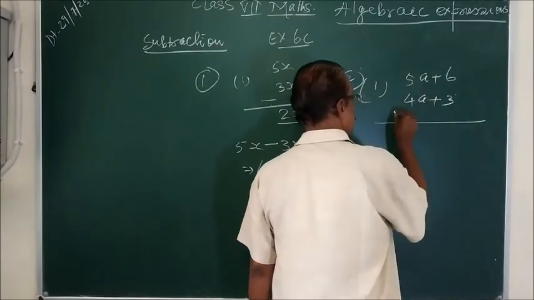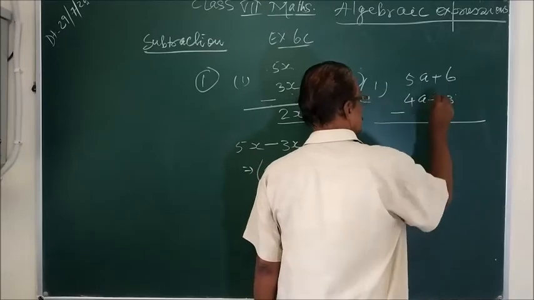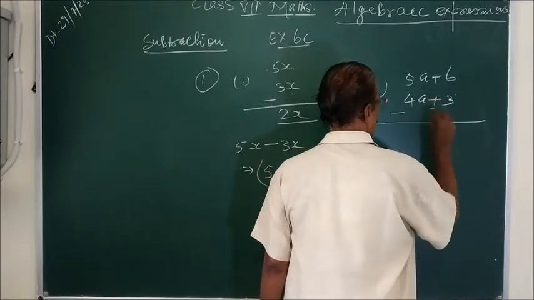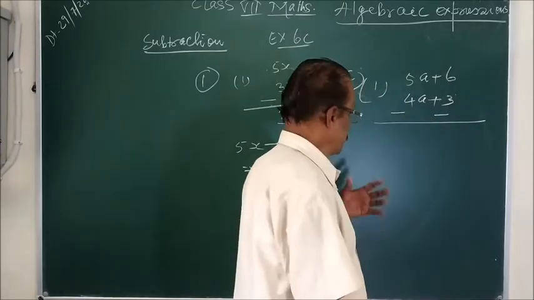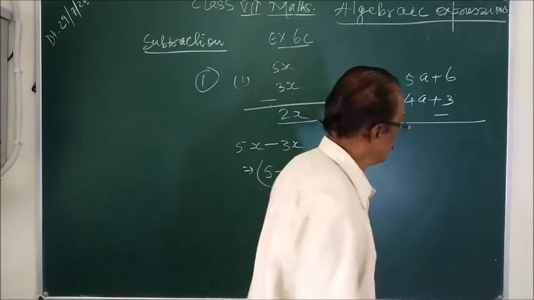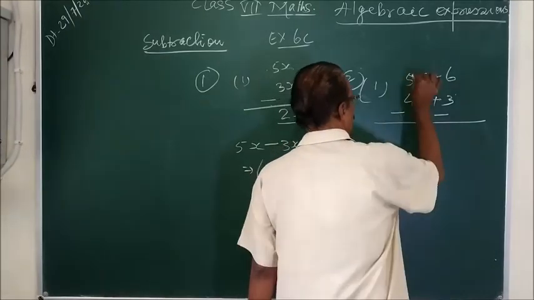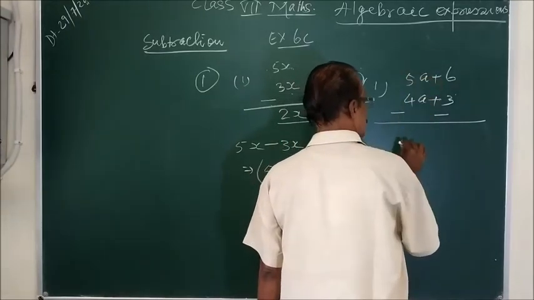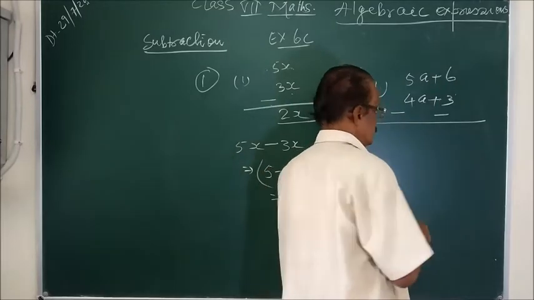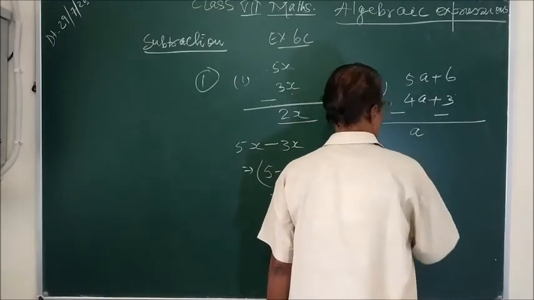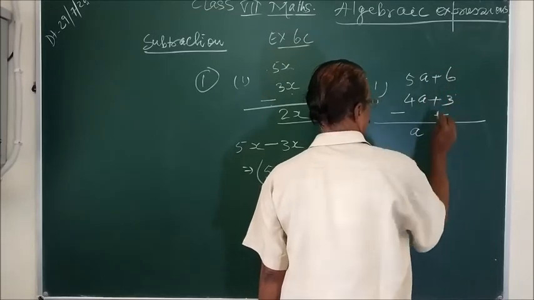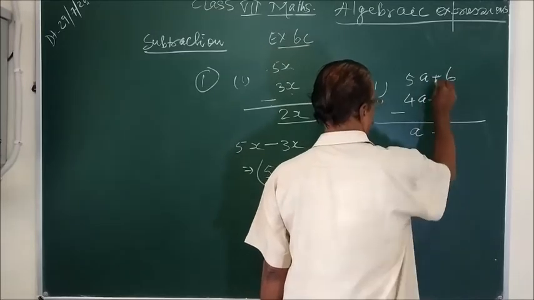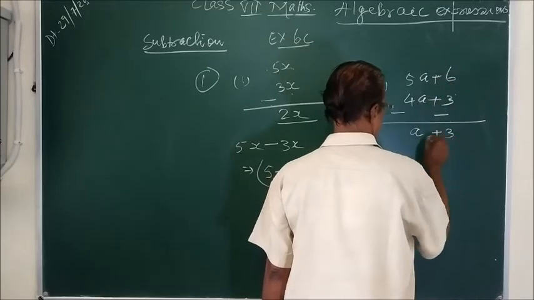Here positive, you change to minus. Here positive, you write minus. So we have to change the sign, either plus or minus. Minus will be changed to plus, plus will be changed into minus. 5 minus 4, 1. 1 is understood, we don't write it. And plus minus minus, 6 minus 3, 3. ग्रेटर नंबर का यह साइन लगाते हैं, a प्लस 3.